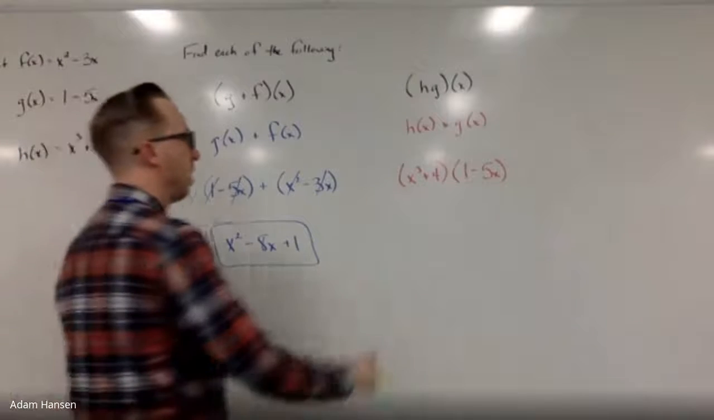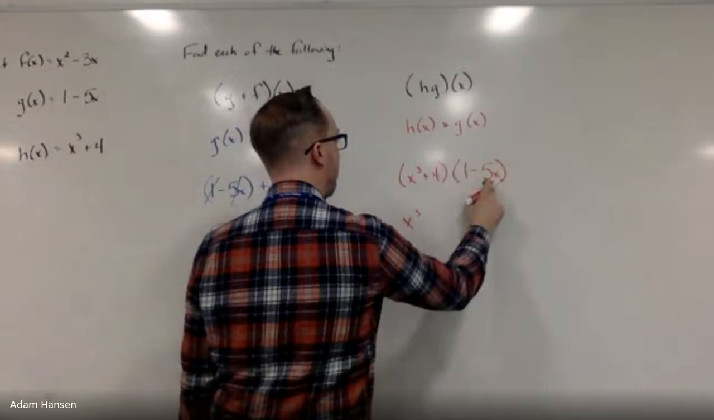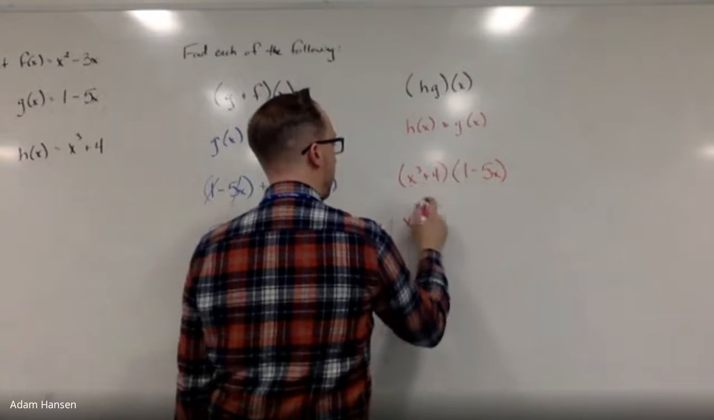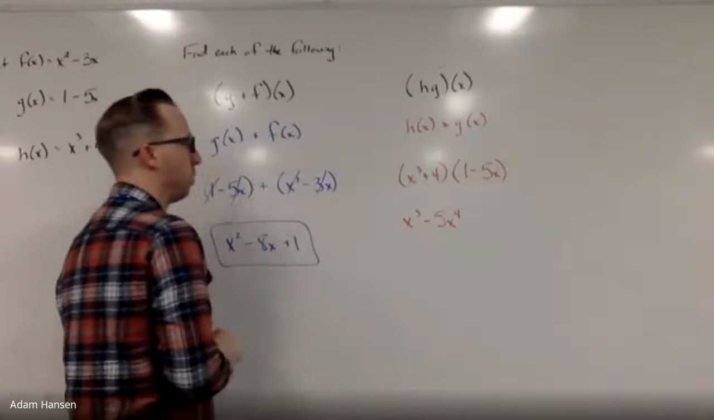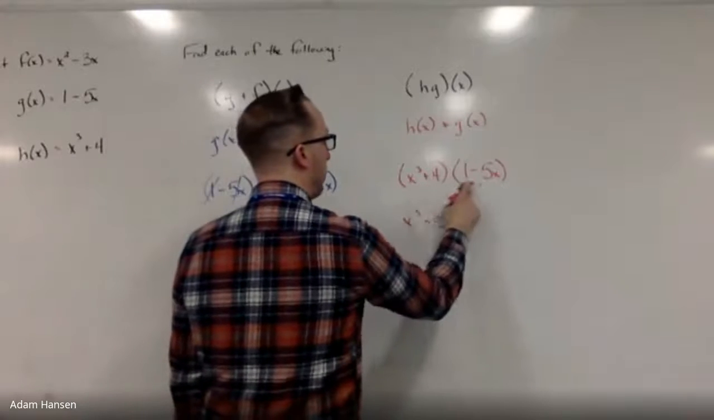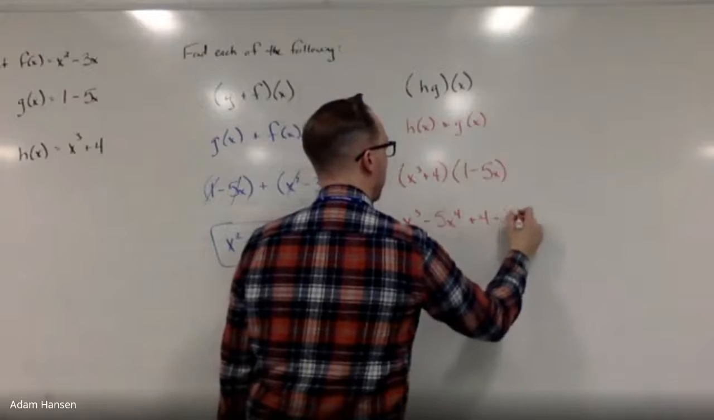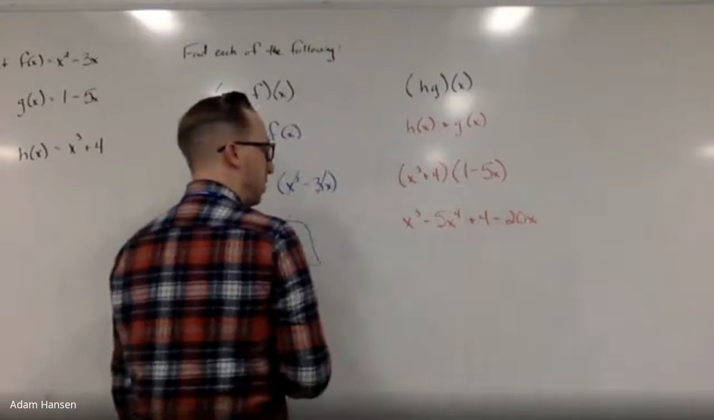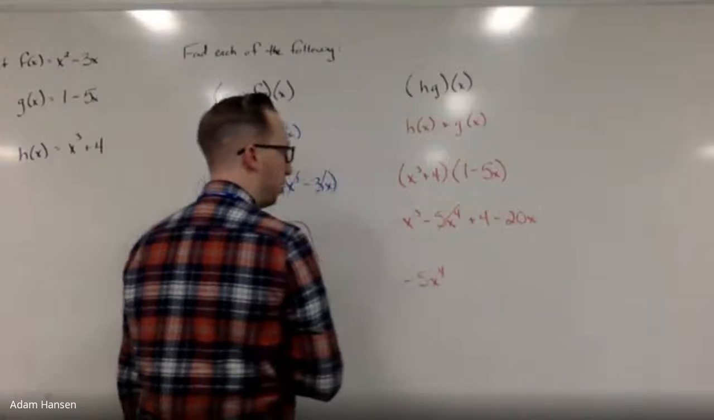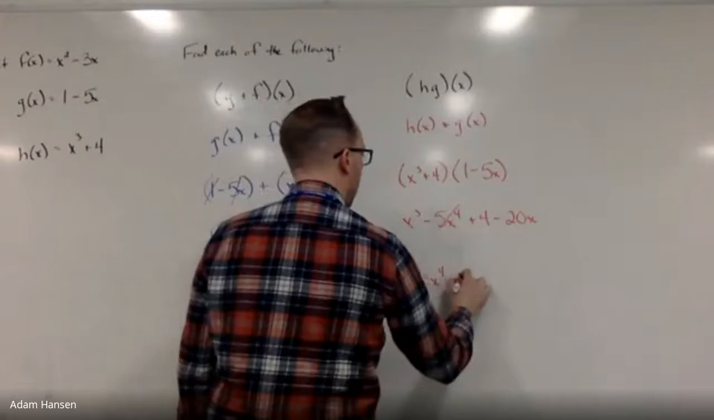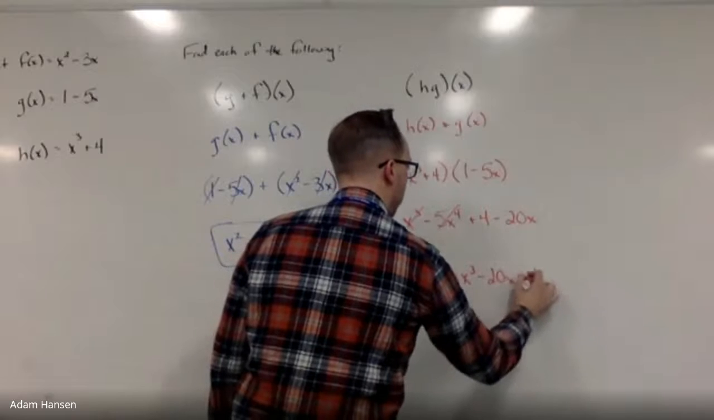So distribute x cubed times 1, x cubed times negative 5x. Negative 5x times x to the third is negative 5x to the fourth. Now distribute the 4 times 1 and negative 5x. So plus 4 minus 20x. When I write this in standard order, powers in descending order, negative 5x to the fourth plus x to the third minus 20x plus 4.